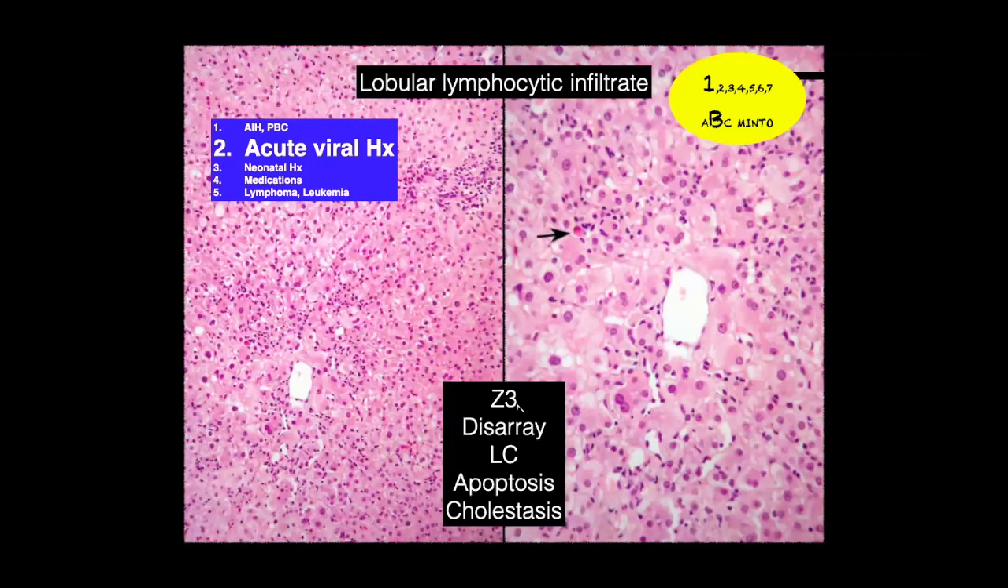So here zone 3 is predominantly affected and you can see lymphoid infiltrate, and especially you see the, what is this structure? Paul. See that arrow, Paul? Yes, sir. Councilman bodies. Okay, this is an individual apoptotic body with neutrophils. Councilman bodies are seen in acute hepatitis, and there may be some cholestasis also present because of the hepatocellular injury. So in acute viral hepatitis, you see zone 3 disarray, lymphocytes, apoptosis, and cholestasis. So these are all the picture for acute hepatitis.